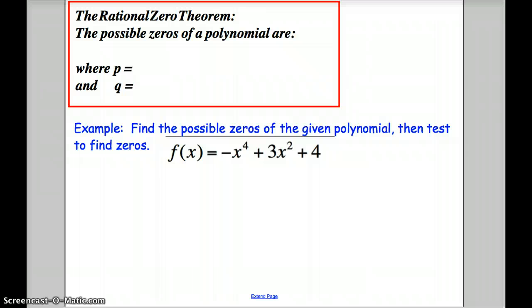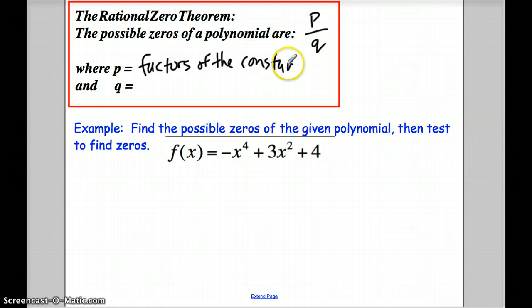So possible zeros of a polynomial can be described as p over q. So it's a fraction, but it's only whole numbers, so it has to simplify to a nice fraction, where p is the factors of the constant term.